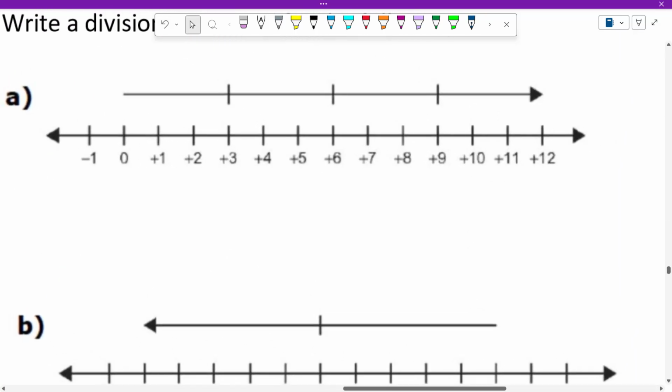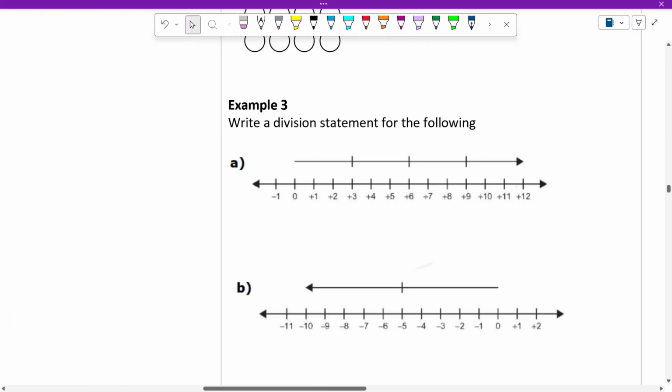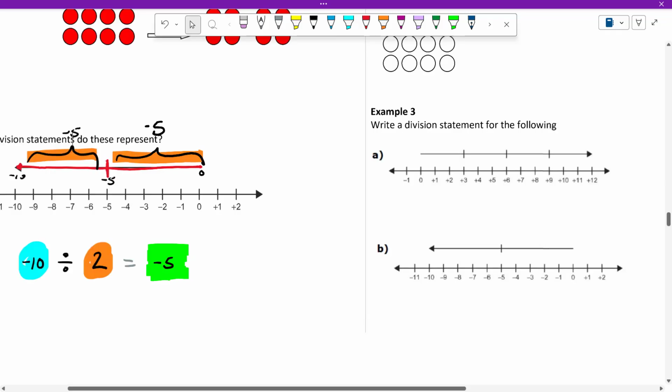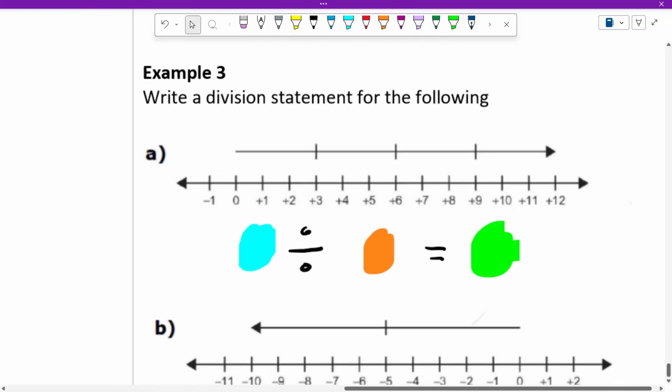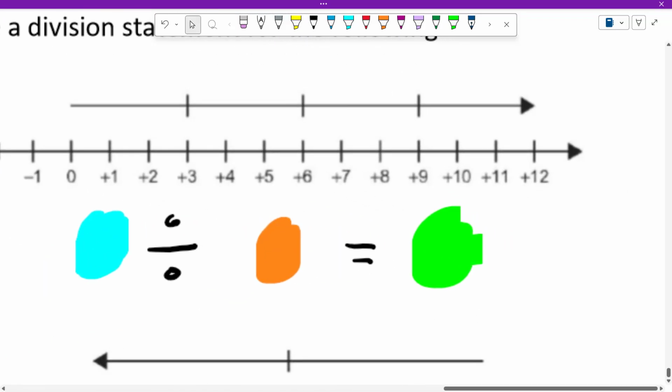So we have our three parts. Let's try to use the same colors here. Let's go blue, orange, green. Divide and equals.